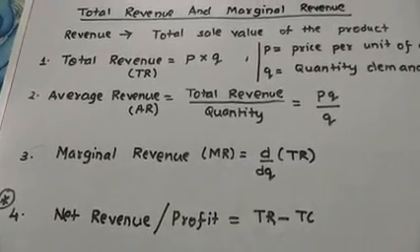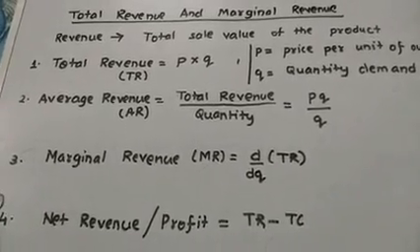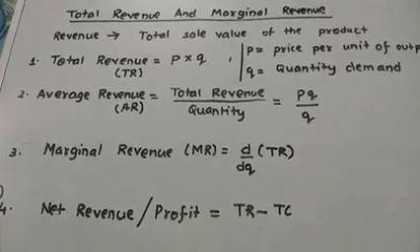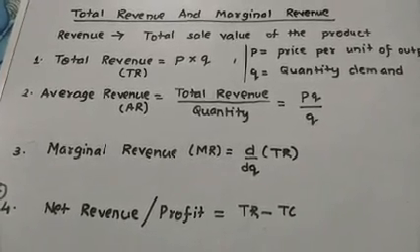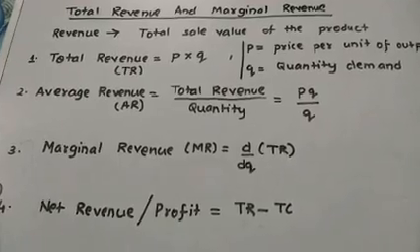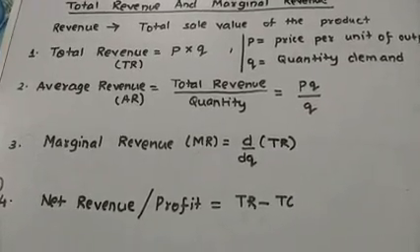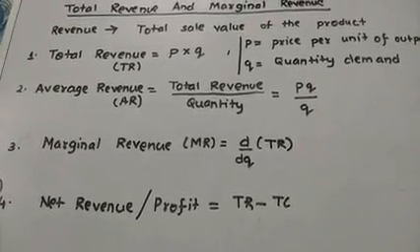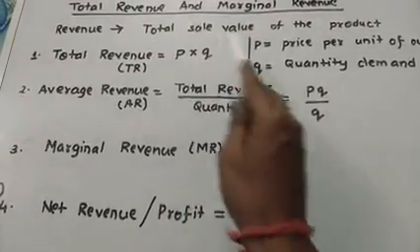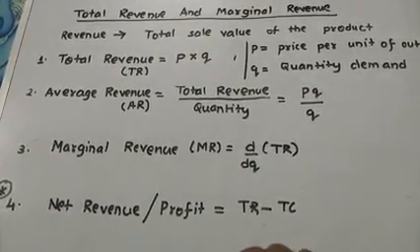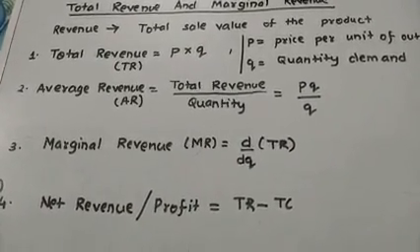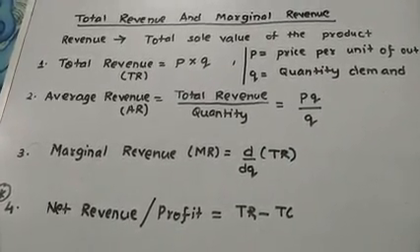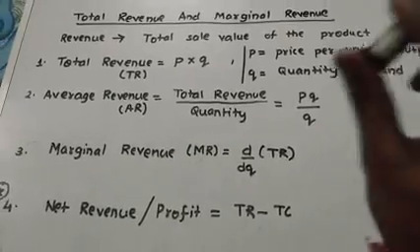There are four formulas. First of all, what is revenue? Revenue is your total sale value. Basically, the sale value is called the revenue part. So total revenue is defined as the total sale value of the product. Now, first of all, total revenue, that is TR, is denoted by P into Q, where P is the price per unit of the output and Q is the quantity demanded. Here you will treat Q as the output and P is the price.